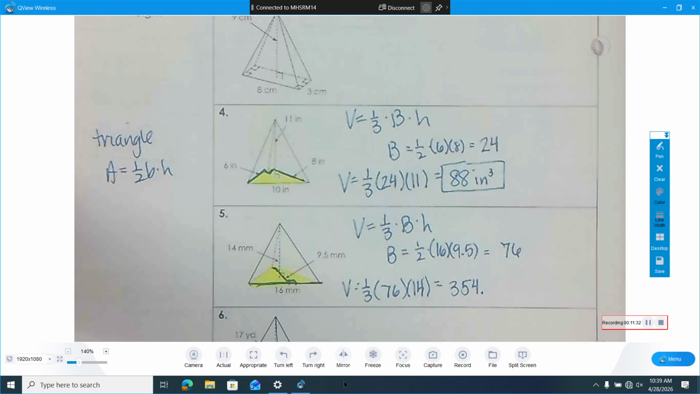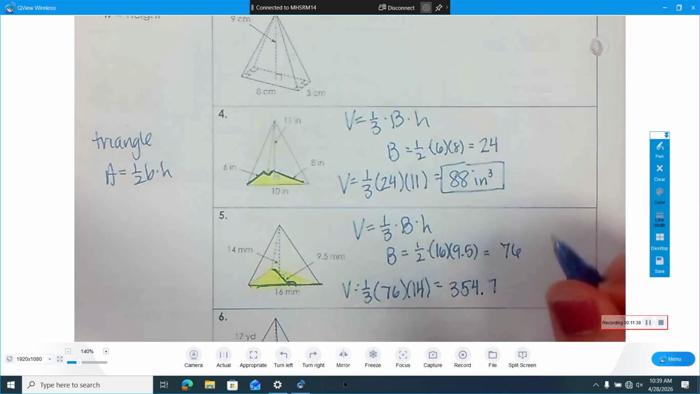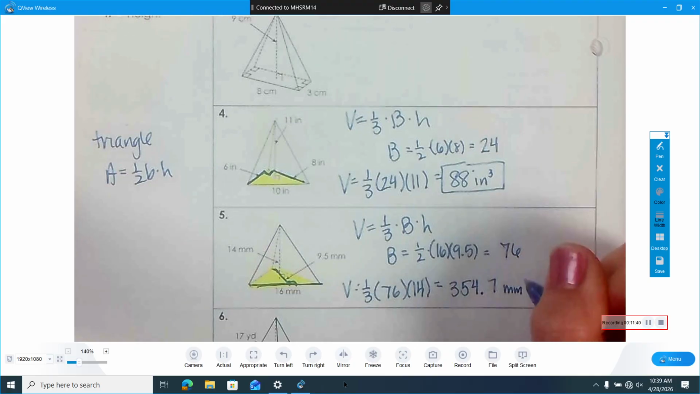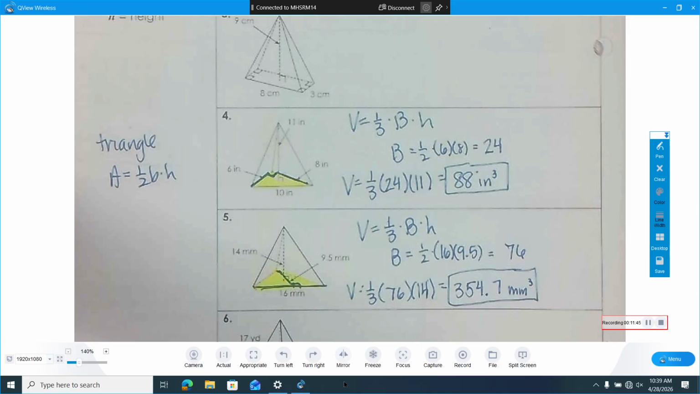354. Is it 0.6 or 0.7? 76 times 14. Oh, so it will round up to be a 7. Millimeters cubed. Okay. Give me a thumbs up. How do you feel about finding volumes of pyramids? Okay, cool. Okay, thank you.